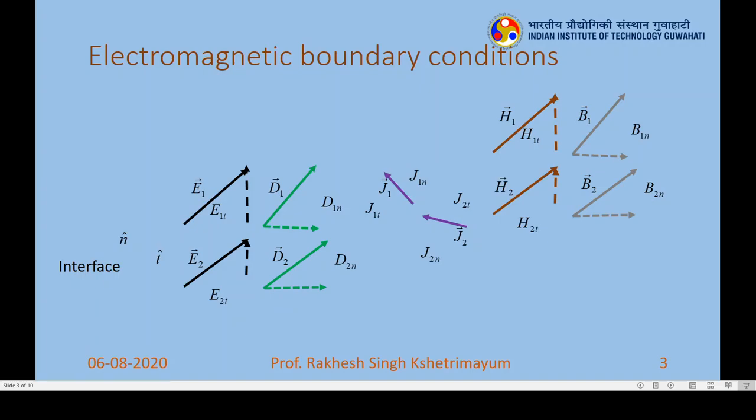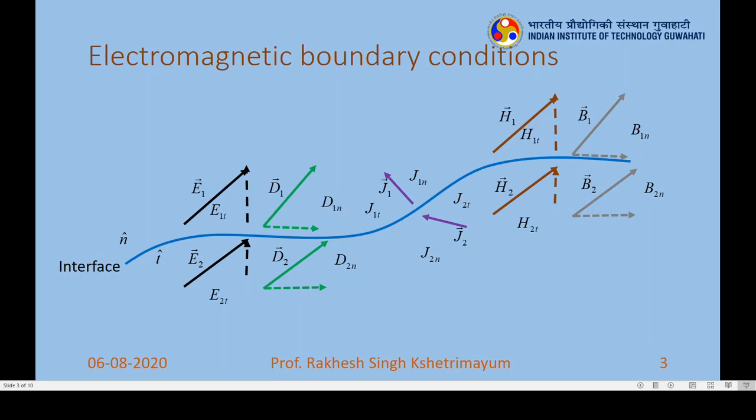So this diagram gives you a clear picture of the electromagnetic boundary condition. What is an interface? The interface is the boundary between two regions, which is shown by a blue line here in the diagram. Now let's say we consider any kind of vector, it could be the electric field vector, the current density vector, or the magnetic field vector.